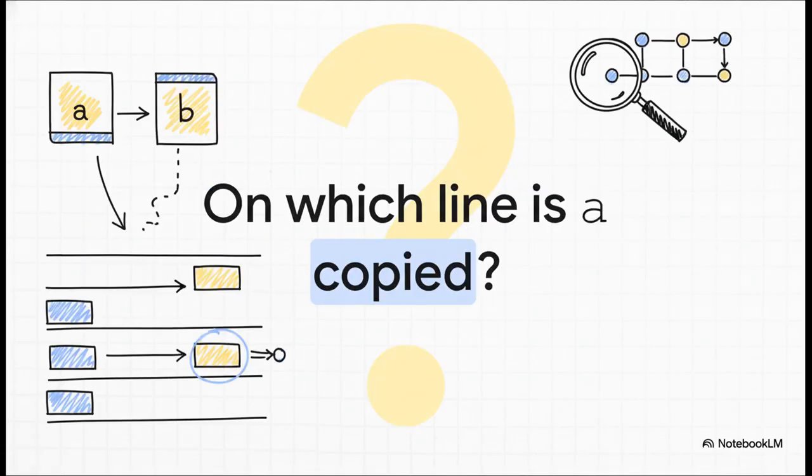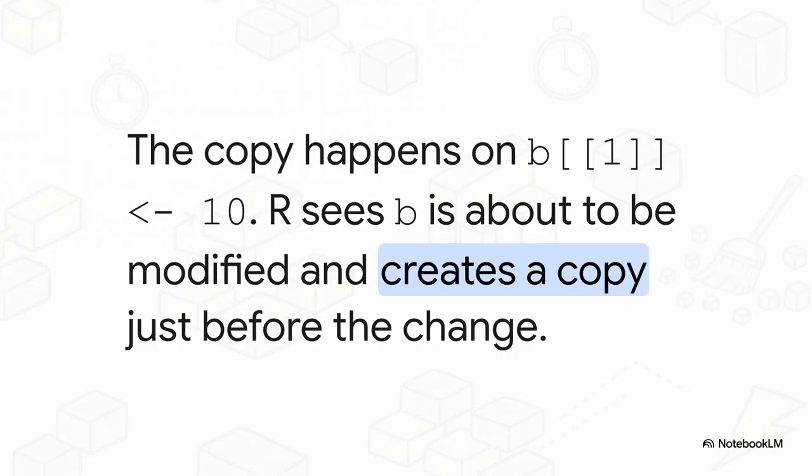All right, and what about that second puzzle? We have A, we set B equal to A, and then we change B. So on which line did the copy actually happen? The copy happens on line 3, right at the moment of modification. Let's think it through. On line 2, when we say B equals A, R just creates a new pointer. No copy. But on line 3, just before it changes the value, the copy on modify rule kicks in. R looks and says, hey, A and B are both pointing here, and B is about to change, so it makes that protective copy for B right then and there.